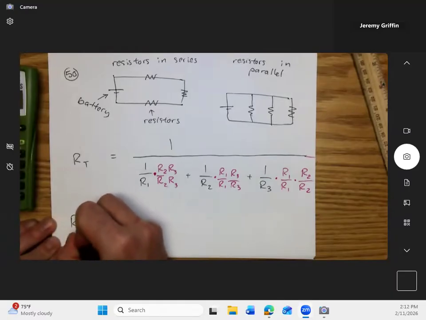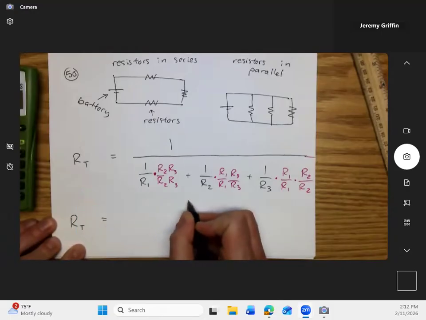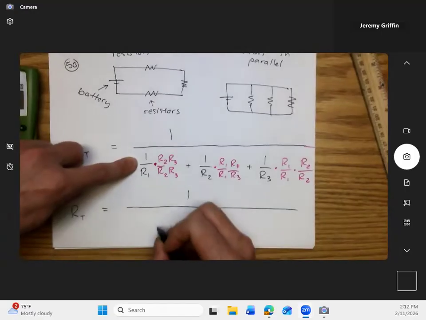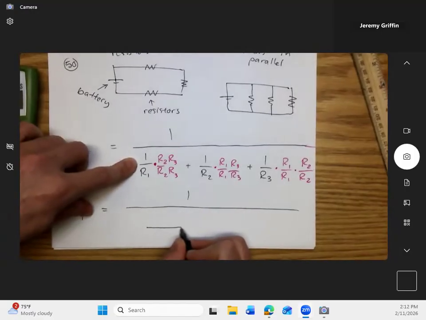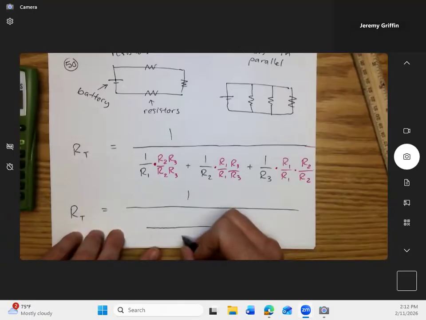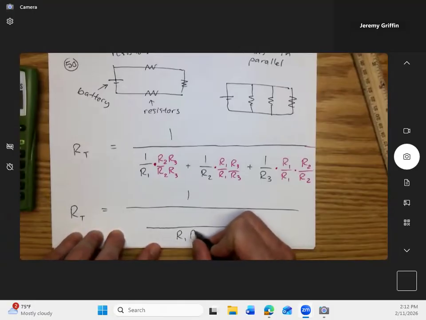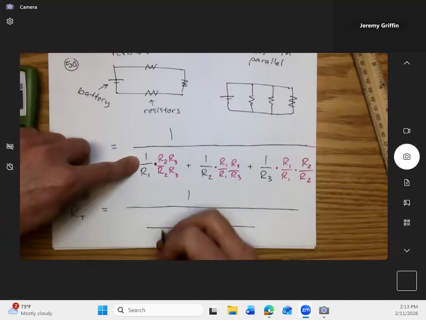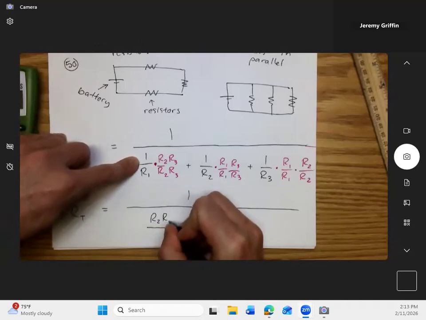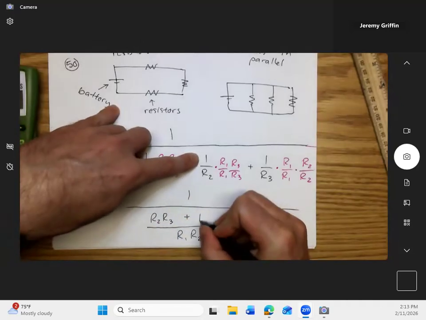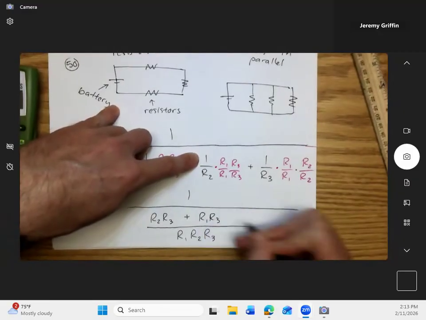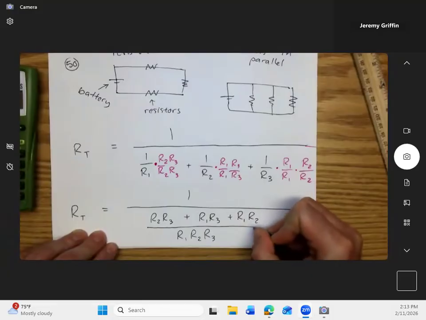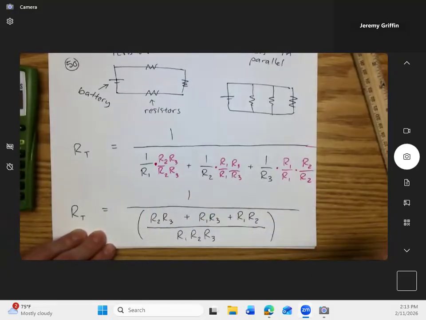So now the total resistance is. Okay, so we still have 1 over. And since they have a common denominator, I'll just go ahead and write that in here. R1, R2, R3. This is R2, R3. Plus, this is R1, R3. Plus, this is R1, R2. So look like that.